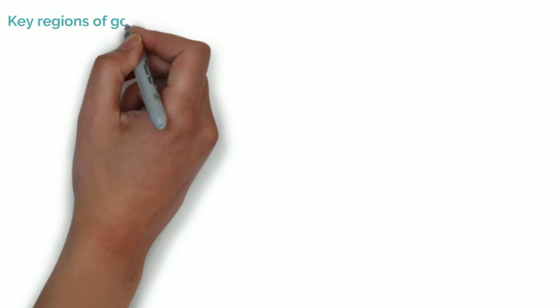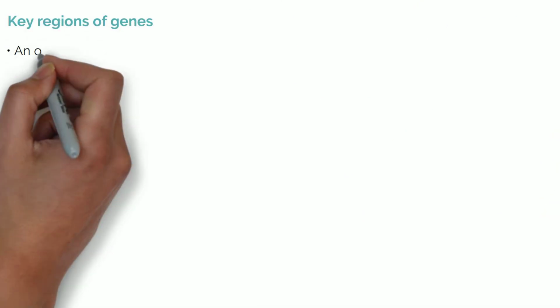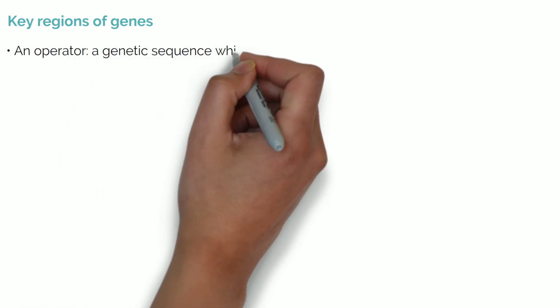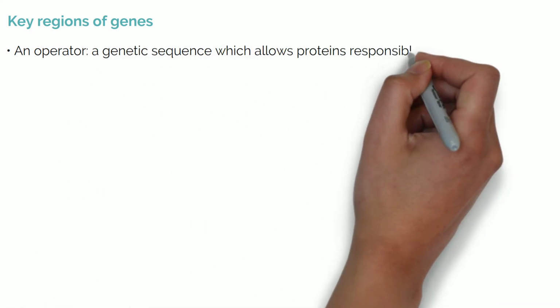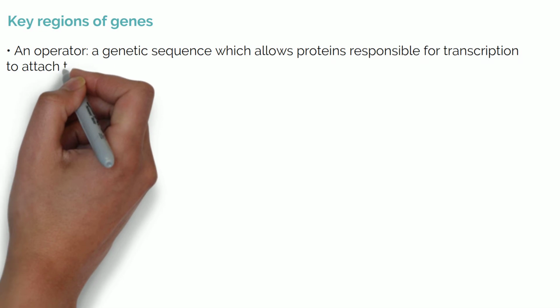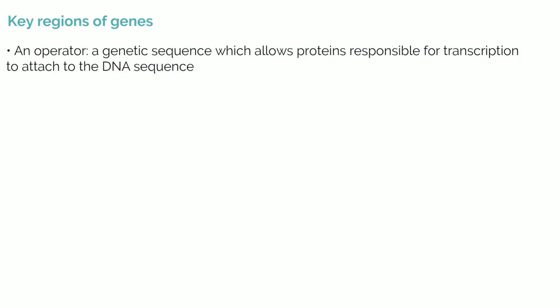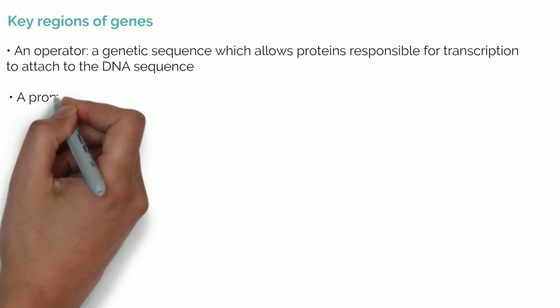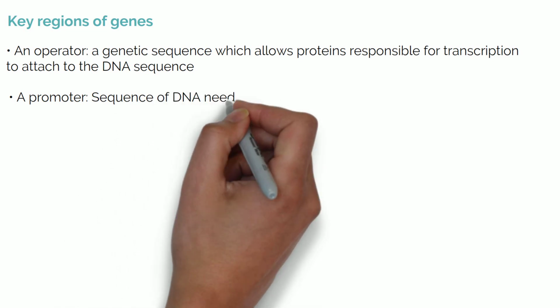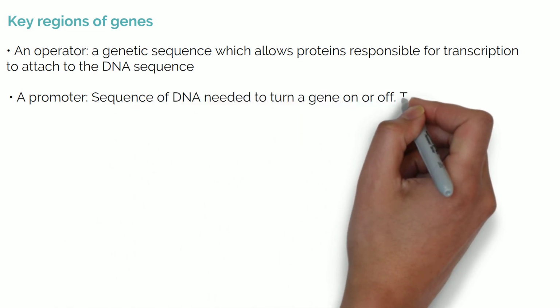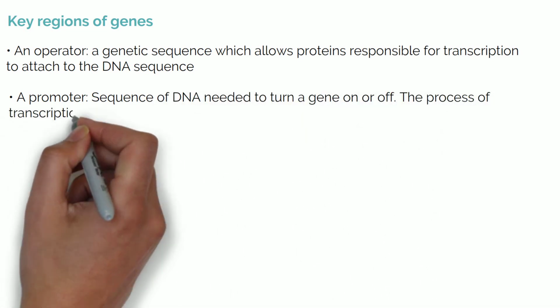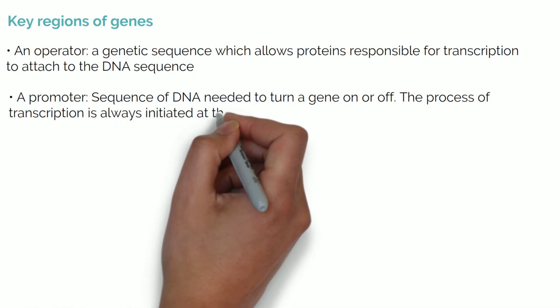Key regions of genes are an operator, a genetic sequence which allows proteins responsible for transcription to attach to the DNA sequence. A promoter is a sequence of DNA needed to turn a gene on or off. The process of transcription is always initiated at the promoter.